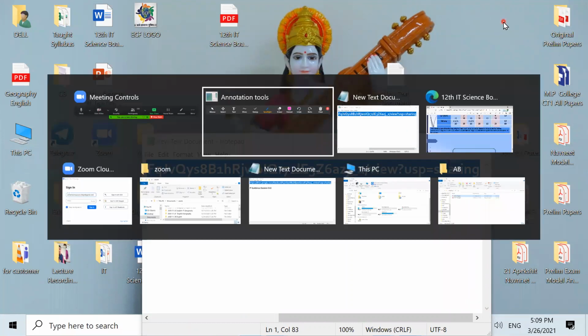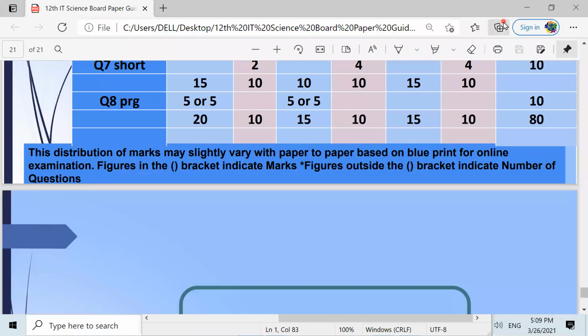On 22nd, 24th, and 25th May, is the same paper there or is there a difference? You'll be getting different ones. Each one will have a different question paper.